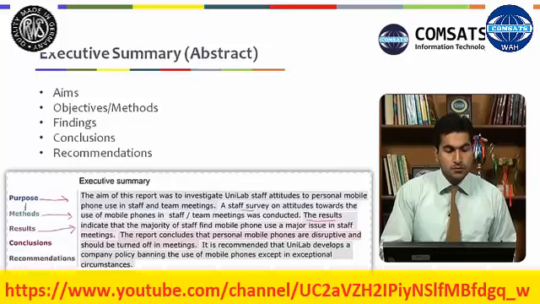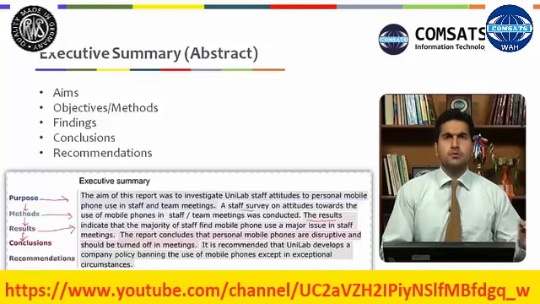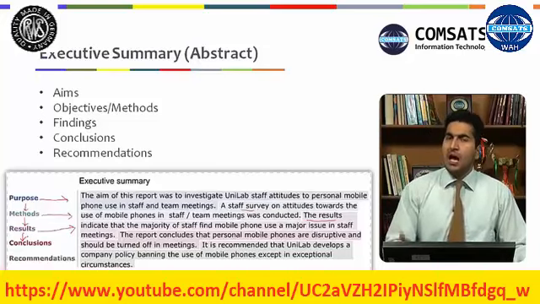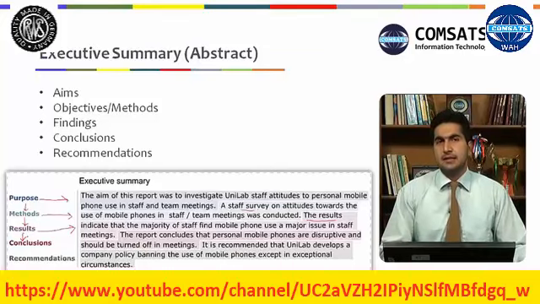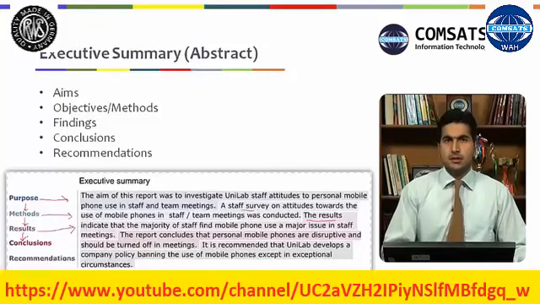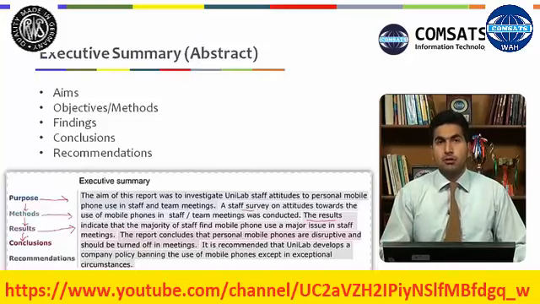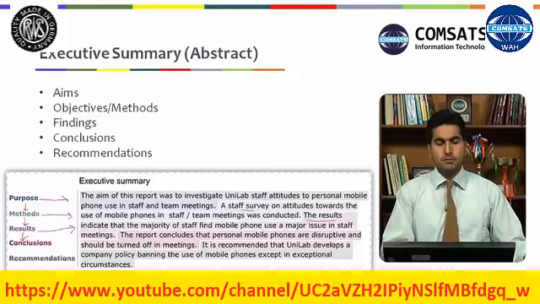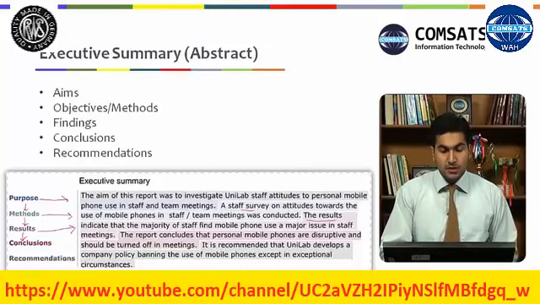Just look at the manner in which you started from the purpose, you moved from methods and then came towards the results. The next section moves towards your conclusion, as provided within the sentence highlighted in orange. Based on those results, the report concludes that personal mobile phones are disruptive and should be turned off in meetings. Have you noticed how the tone and the manner of writing change? How did you start? The aim of this report is this, this and this. A survey was conducted, like a methodology. The results indicate that it's a major issue. And then the report concludes, based on those findings, that personal mobile phones are disruptive and should be turned off in meetings. Just focus on the manner in which it has to be written.